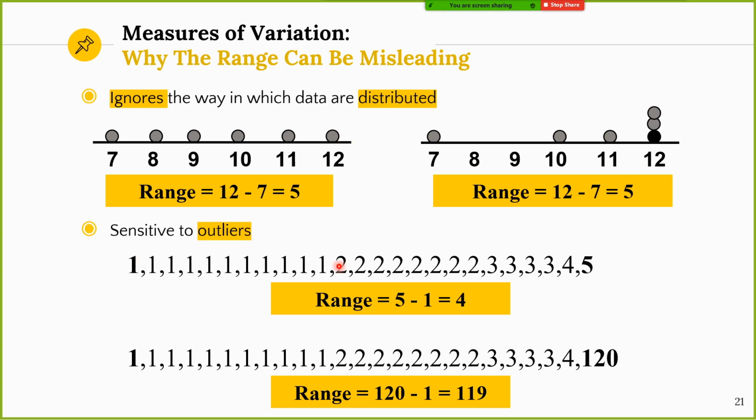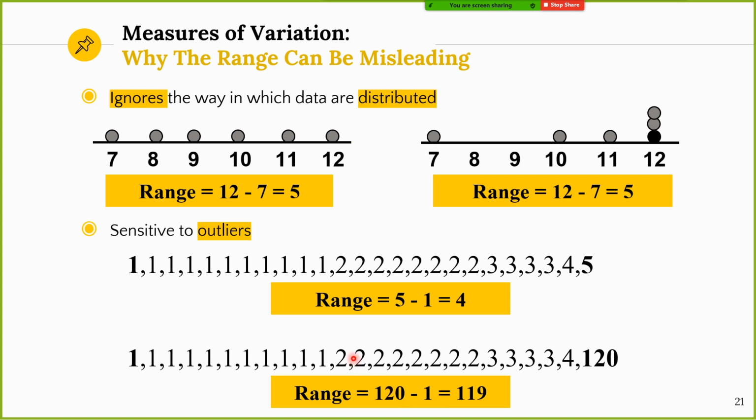You can see this data here: 1, 1, 1, 1, 2, 2, 2, 2, 3, 4, 5. The range is 4. But if you have extreme outliers, you can see this 120 is an extreme outlier. This is the core data that we have, and you have this 120. So it will affect your range. You will be confused why your range is high. It is because maybe you have outliers.